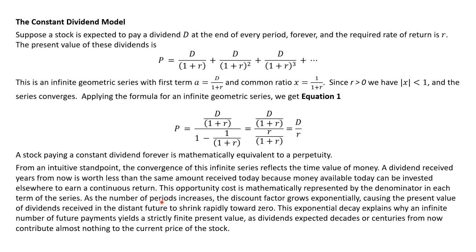As the number of periods increases, the discount factor grows exponentially, causing the present value of dividends received in the distant future to shrink rapidly to 0. So these terms go to 0, but they sum to a specific value, which we just derived. The exponential decay explains why an infinite number of future payments yields a strictly finite present value, d over r, as dividends expected decades or centuries from now contribute almost nothing to the current price of the stock. Okay, so let's look at an example of this on the next slide.